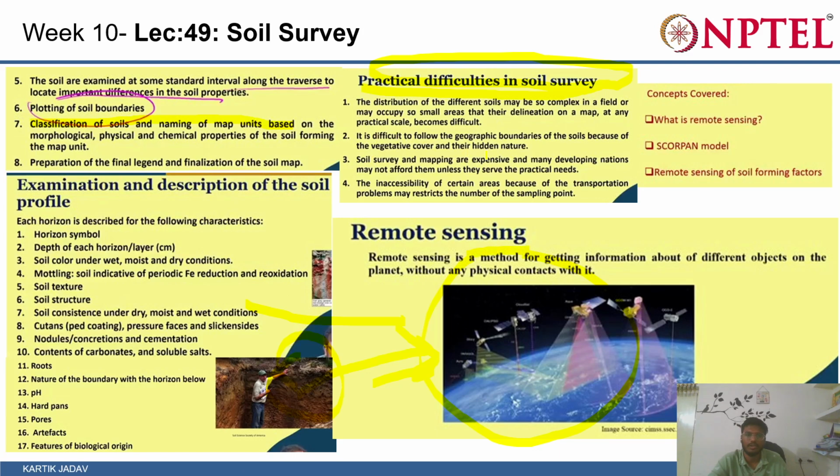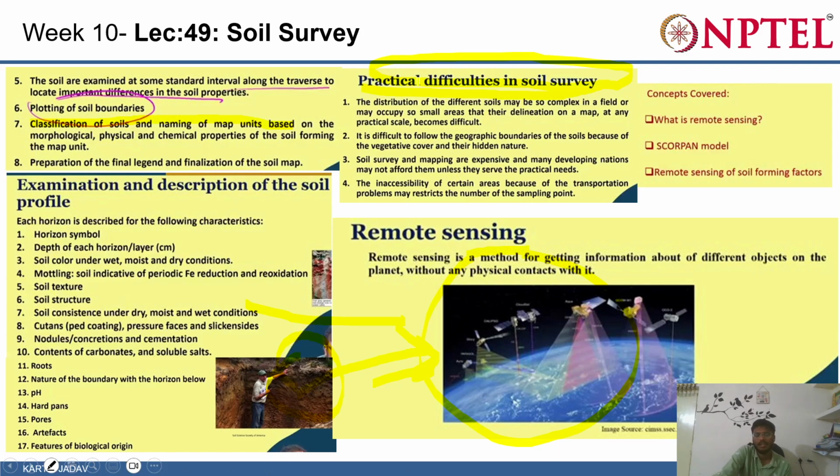It is also difficult to follow the geographic boundaries of the soil because of the vegetative cover and hidden nature. Then soil survey and mapping are expensive, and many developing nations may not afford them, even though there are severe practical needs. Also, the inaccessibility of certain areas because of transportation problems may restrict the number of sampling points. So that is the limitation.